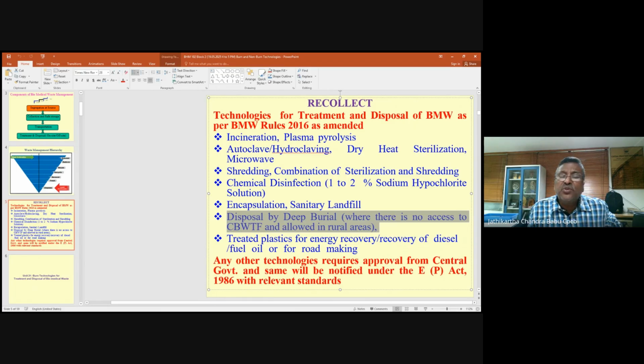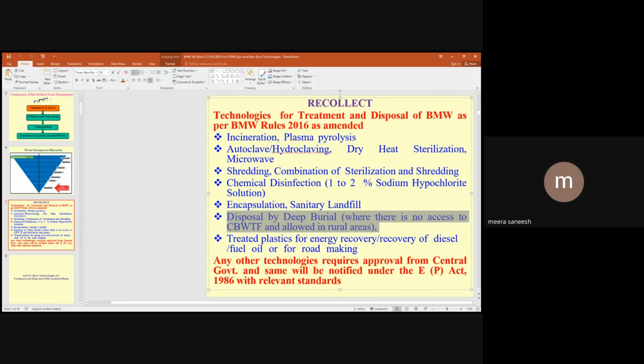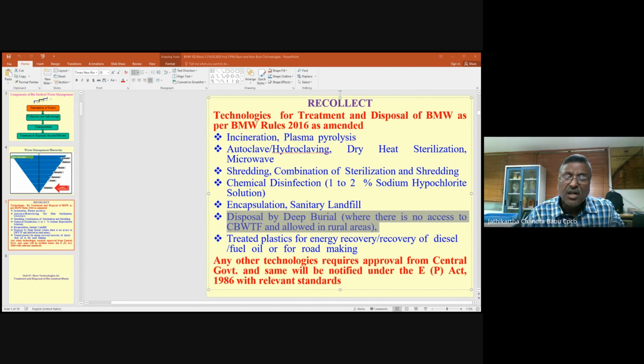Chemical disinfection using 1 to 2% sodium hypochlorite solution containing 30% chlorine: for how much time should the sterilization duration be? Is it 15 to 20 minutes? Not less than 20 minutes. Okay, minimum should be 20 minutes. That's one thing.